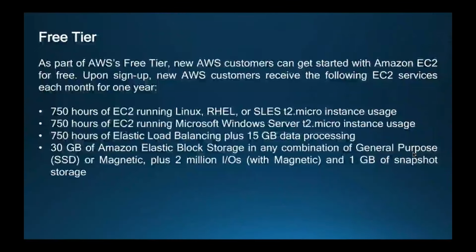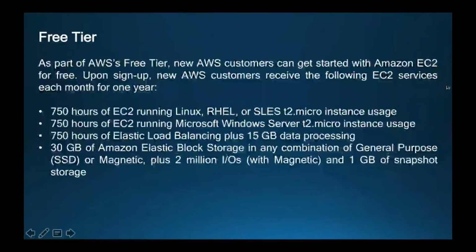You get 30 GB of Amazon EBS in any combination of General Purpose SSD or magnetic, plus 2 million I/Os with magnetic and 1 GB of snapshot storage. Now, EBS is a storage option that is used in conjunction with the instances. You can say EBS, or Elastic Block Store, is the storage for your instances, like the C drive, D drive. So you get General Purpose SSD or magnetic volumes, and you get 1 GB of snapshot, which is a backup of these volumes.